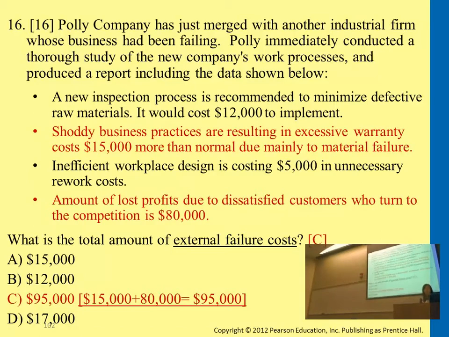Okay, so the first one, inspection costs, it's testing something, so it relates to appraisal, that $12,000. Inefficient workplace design relates to rework cost. This is internal failure cost. The second one relates to warranty costs, $15,000, and we also have dissatisfied customers. So this $80,000 is also part of warranty costs, and part of the external failure costs. So if you add them together, that totals up to $95,000.